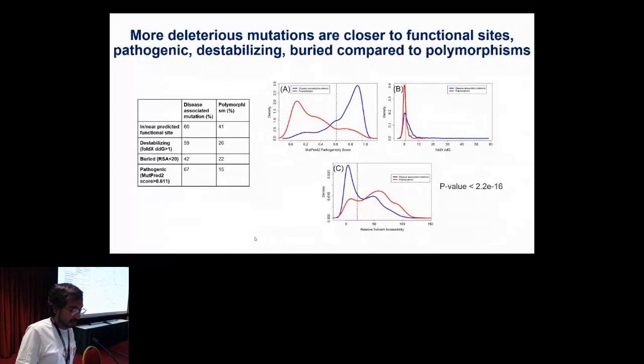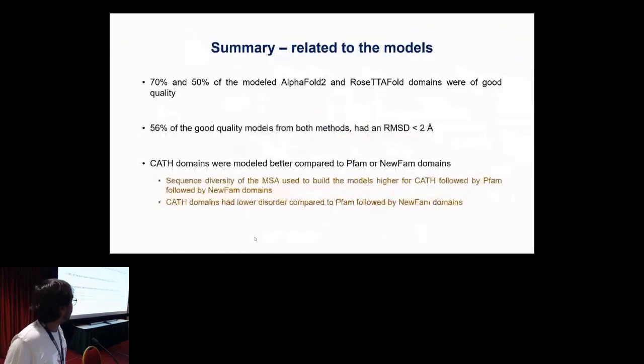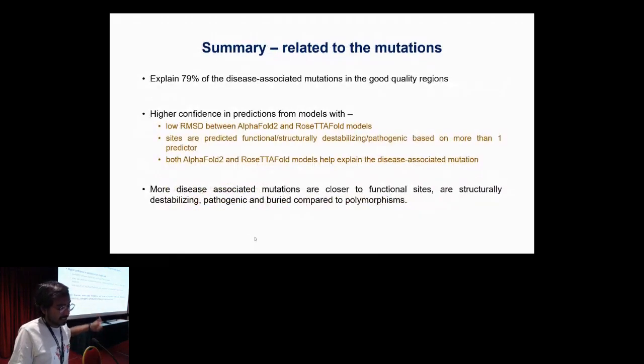With this, I come to an end. To summarize, around 70% and 50% of the modeled AlphaFold domains were of good quality. Around 56% of these domains had an RMSD of less than 2. The CATH domains were modeled better predominantly because the sequence diversity was higher. Also, the CATH domains are less disordered compared to Pfams and NewFams. We could explain 79% of the mutations in good quality regions. We had higher confidence in the predictions from models.